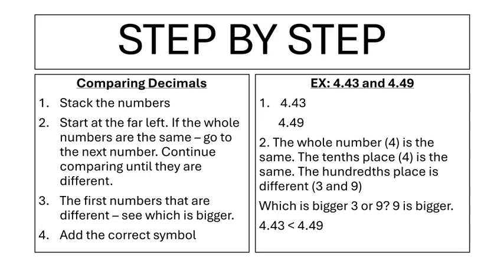For example, using the numbers on the right, if you have 4.43 and 4.49, first stack them. You see that the whole numbers are both 4s and the tenths places are both 4s. Since those are the same, you keep looking. The hundredths places are different. One is a 3 and one is a 9. Since the 9 is bigger, that makes 4.49 the bigger number. Once you write it down, you add the symbol with the open part facing the 4.49.